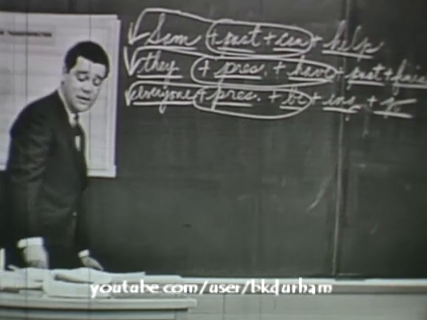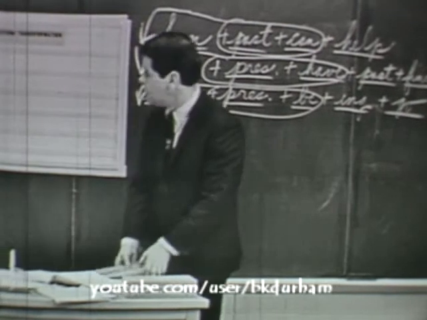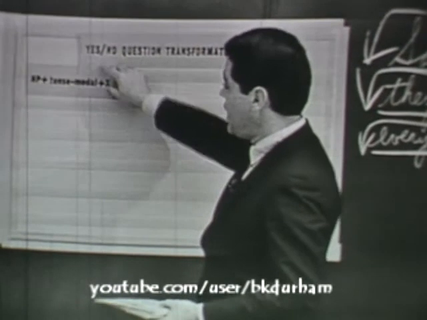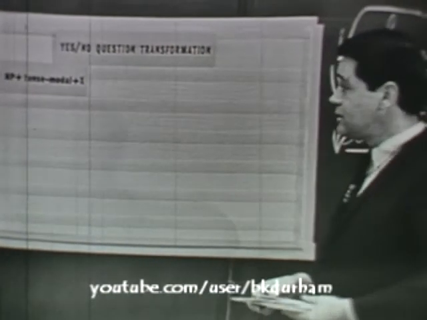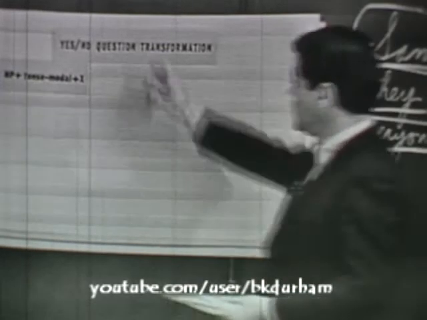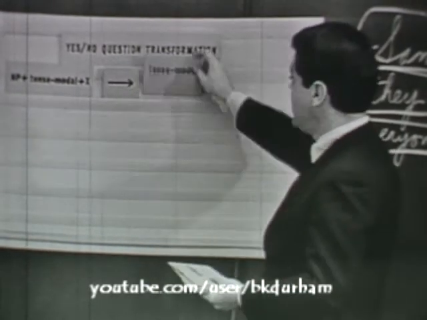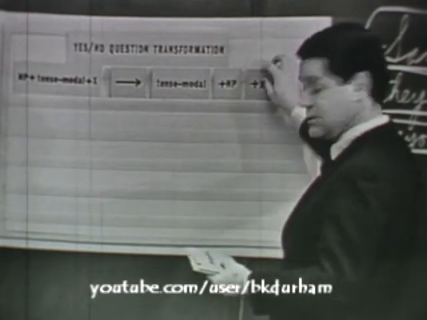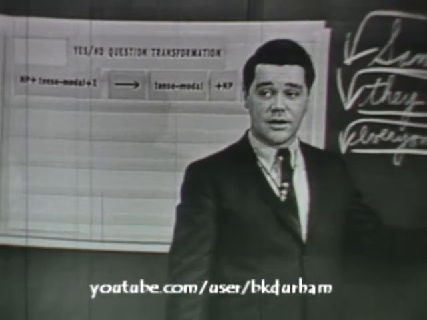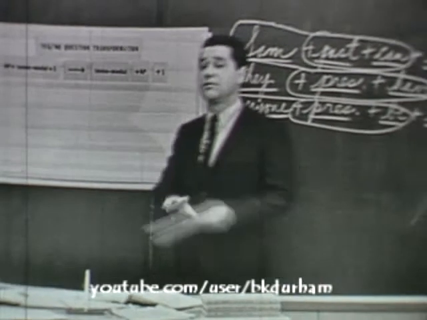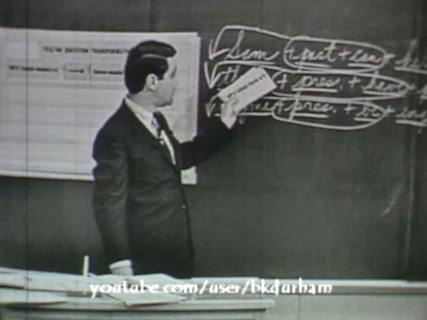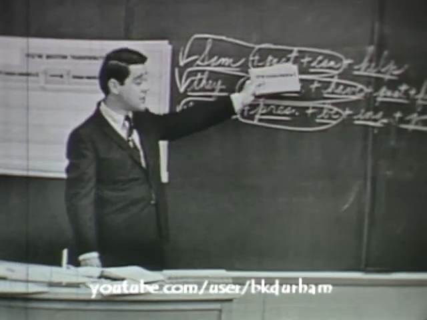Well, now we can begin to fill in our chart over here for the yes-no question, can't we? We found that when we had a noun phrase plus a tense modal plus X, that is transformed into a tense modal plus NP plus X. All right? Which of these examples over here illustrates this rule? Josh, can you tell us? Yes, the first one. The first Sam one. Sam plus can, plus past plus can.